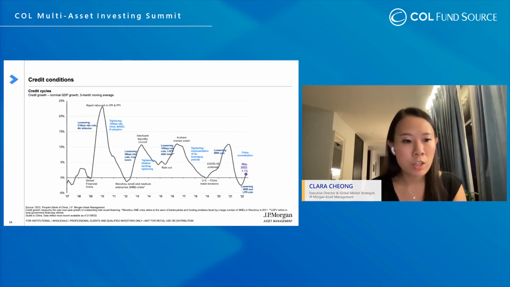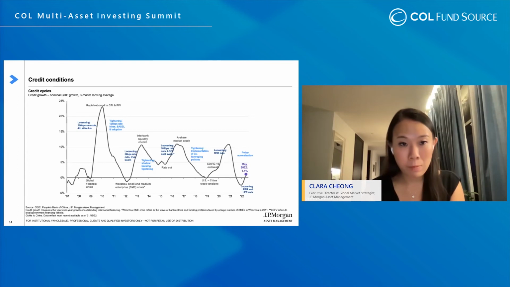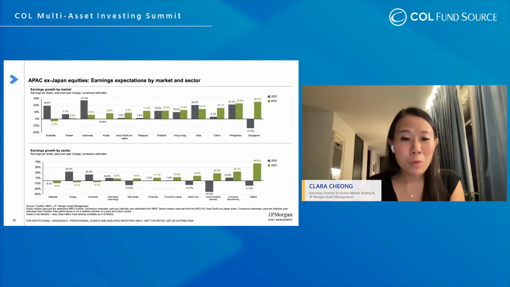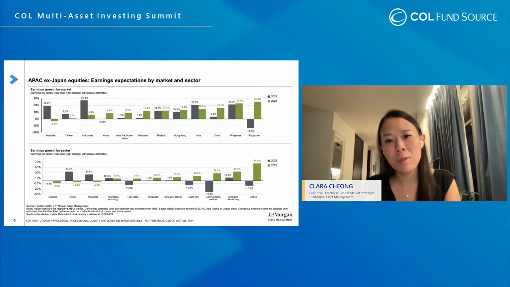recovery picture in China. And then very quickly on the next page, looking at how that translates to earnings expectations, if you look on the top half of the page in the fifth column from the left-hand side, you can see that Asia ex-Japan earnings expectations are really low. It's at 1.5% for 2022.